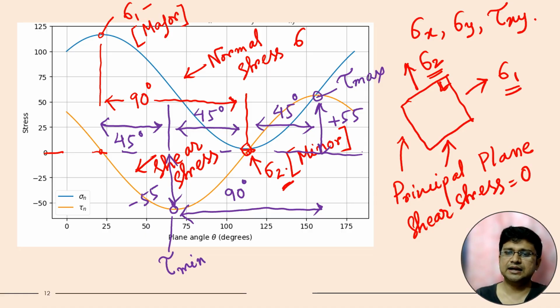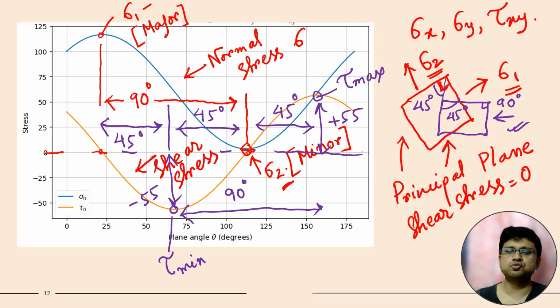That means these two are the planes of maximum and minimum normal stress. But the planes of maximum and minimum shear stress, their gap will be 45 degrees. This blue color will be the plane of maximum and minimum shear stress. So this gap is 45 degrees in between them, and the total gap between the plane of maximum normal and minimum normal, and the plane of maximum shear and minimum shear, is 90 degrees. So this is the concept.